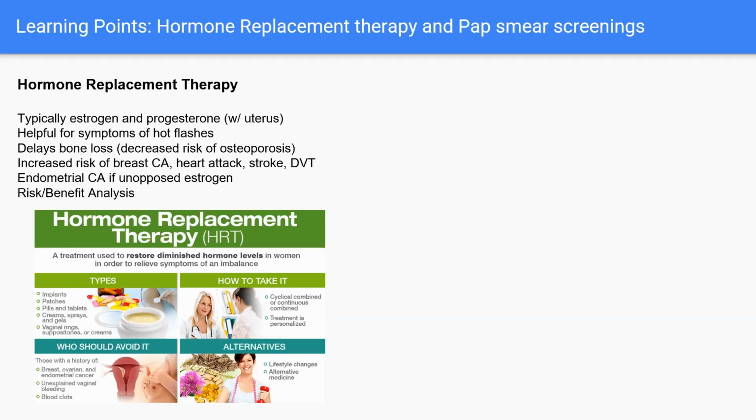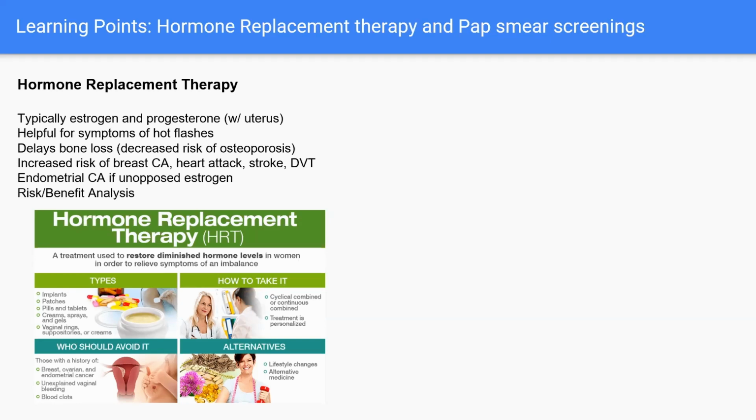So yes, it's helpful for symptoms of hot flashes, but there is an increased risk of endometrial cancer, just like I talked about with the growth of the endometrium because of the estrogen, as well as breast cancer, heart attack, stroke, and DVT. One thing though is that being on hormone replacement therapy does delay bone loss. So when women go through menopause, the lack of estrogen does put them at an increased risk of osteoporosis. So you can imagine then being on hormone replacement therapy could actually decrease that risk.